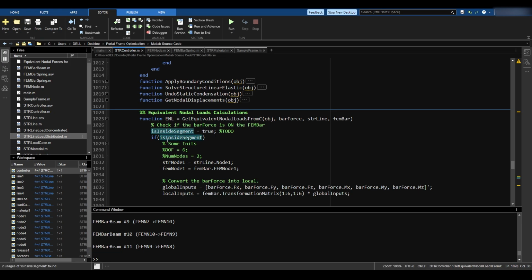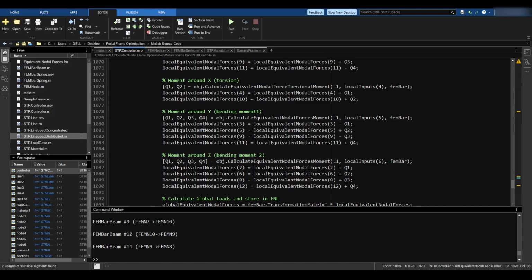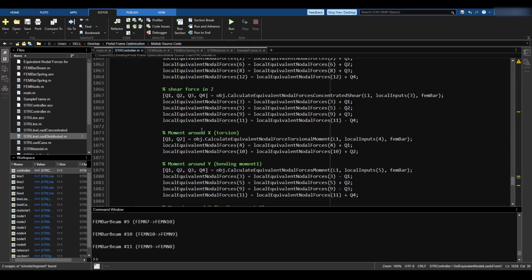I still haven't programmed the check inside segment. That's something we'll do later, but for now I want to focus on those things. I hope I don't forget anything of the to-dos. If I forgot, then I need to remember that later.